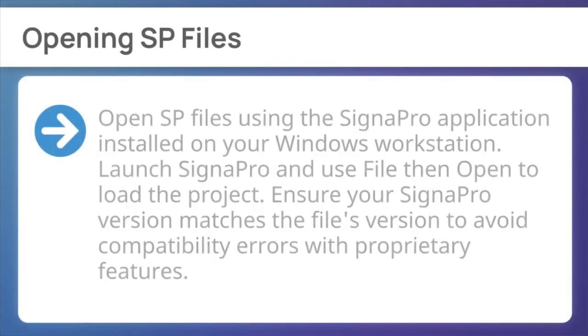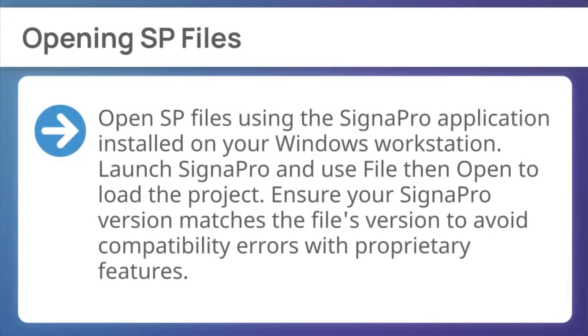First, opening SP files. Open SP files using the SignaPro application installed on your Windows workstation. Launch SignaPro and use File then Open to load the project. Ensure your SignaPro version matches the file's version to avoid compatibility errors with proprietary features.